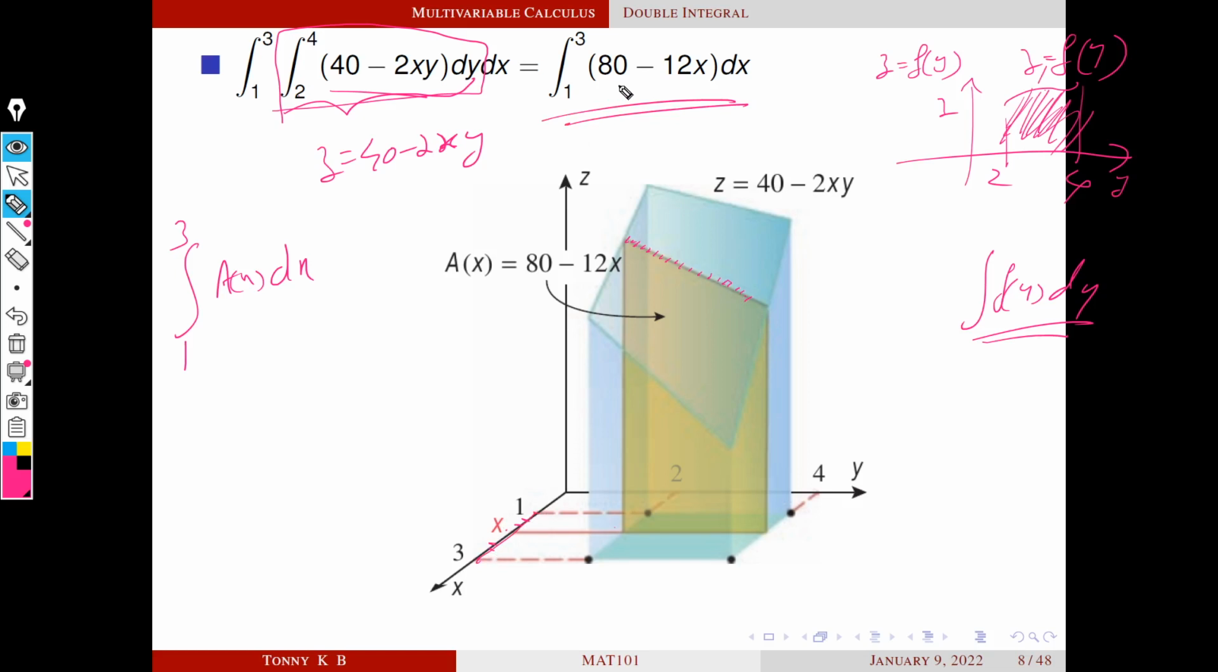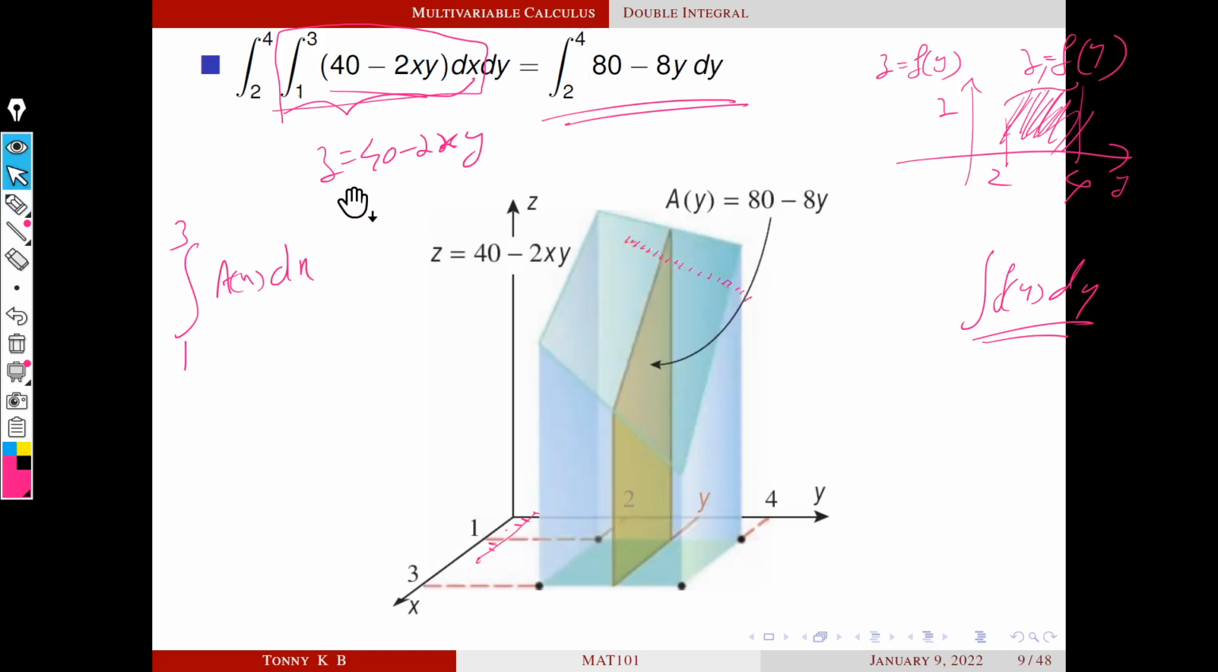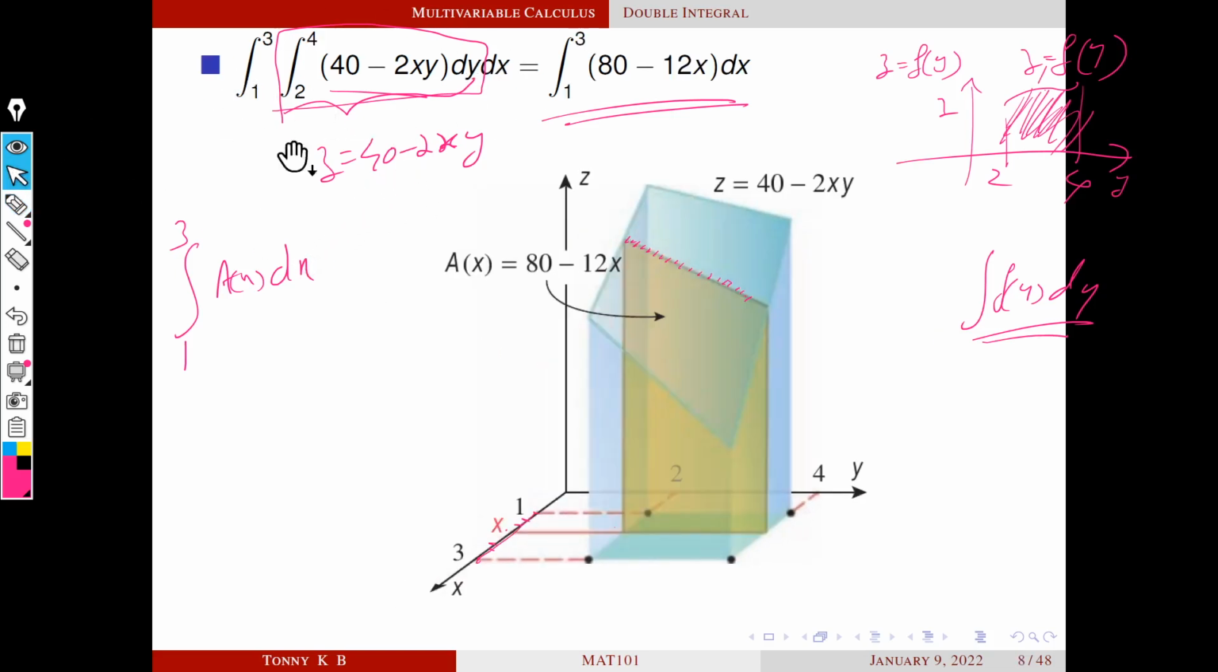So this integration gives what? Integral from 1 to 3 of 80 minus 12x dx. This is nothing but the volume of this solid. Clear? So this is the interpretation of this double integration.